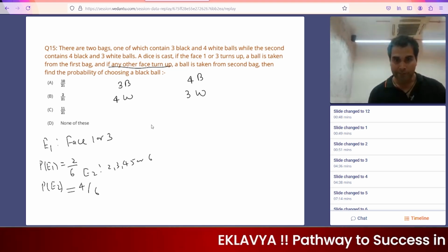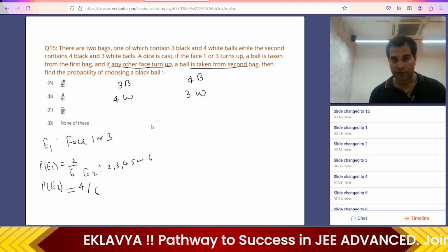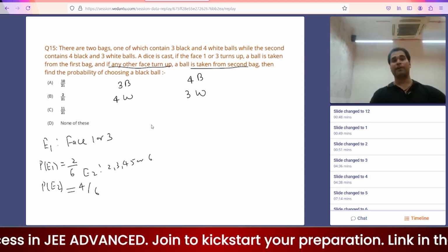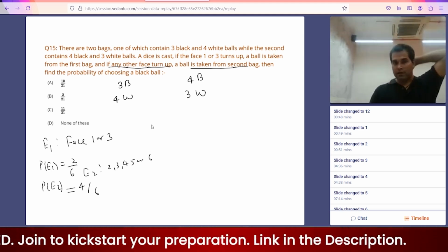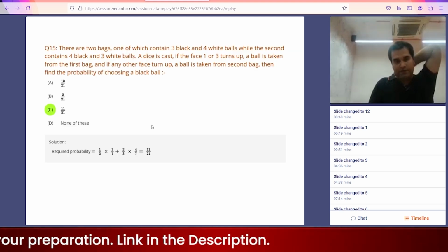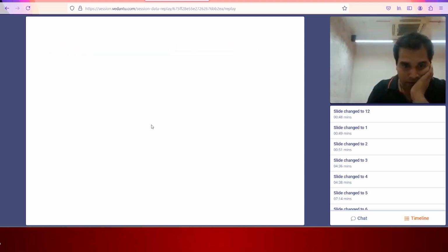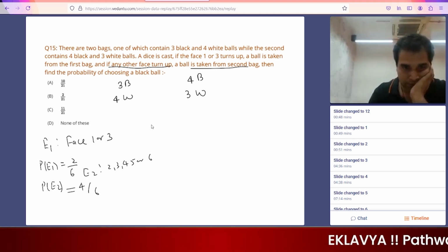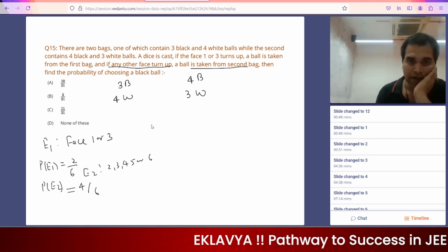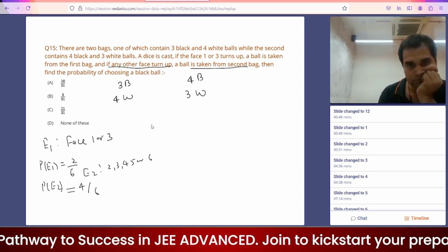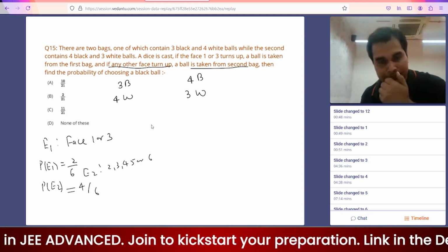If any one face turns up, a ball is taken from the bag. Find the probability of choosing a black ball. Here we see that when bag 1 is selected, the black ball.